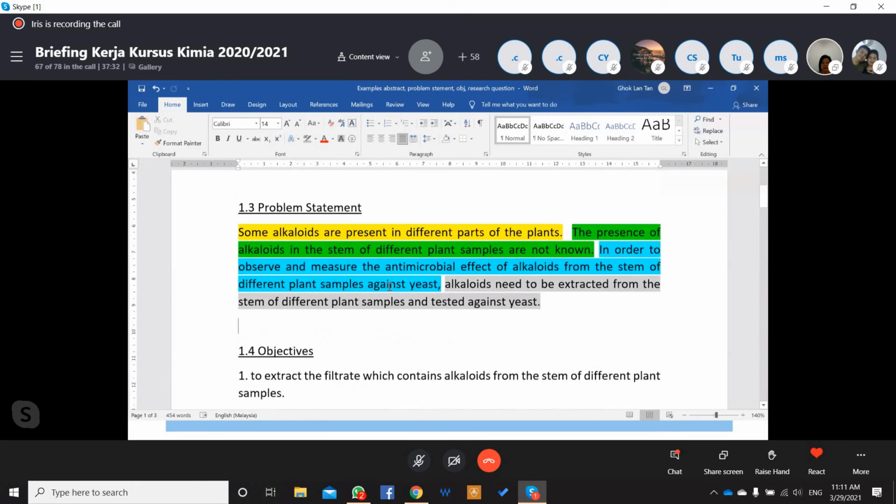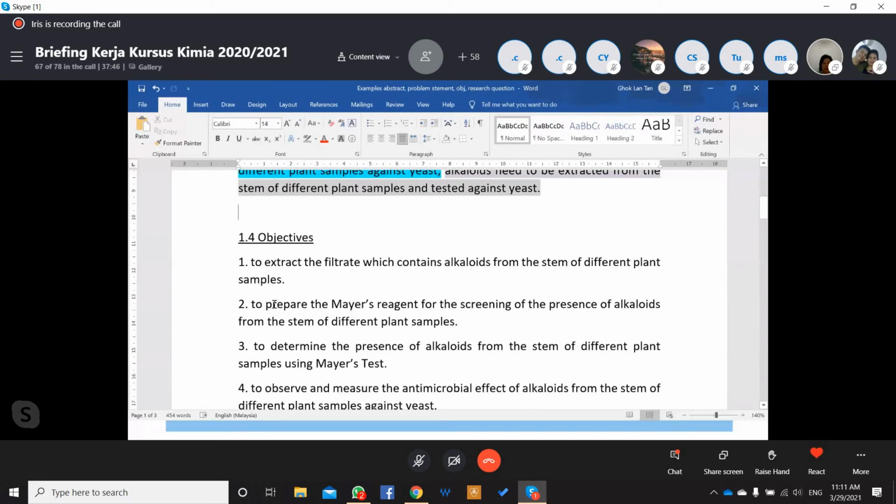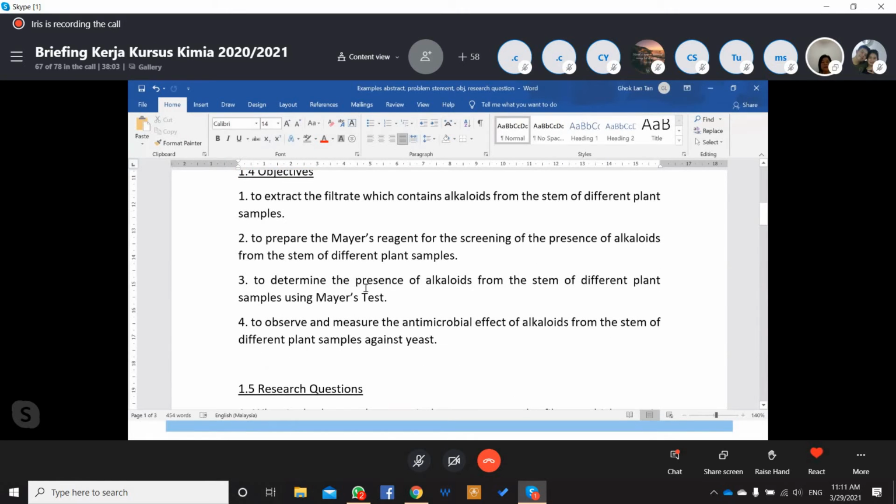Secondly, because I'm using Mayer test to do the screening, macam ada ke tak ada. So I use Mayer test. Therefore, I also need to explore how to prepare Mayer reagent for the screening of whether presence or absence of alkaloids from this stem of different plant sample. Okay, so 1, kena extract. 2, kena prepare. 3, after I prepare, to determine the presence of alkaloid from the stem of different plant sample using Mayer test. So after I prepare, I do the screening.